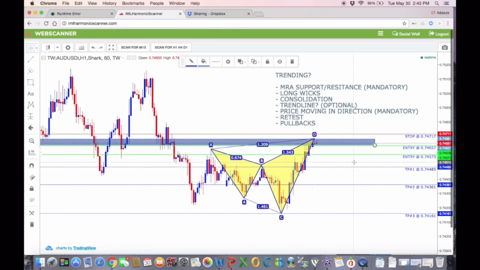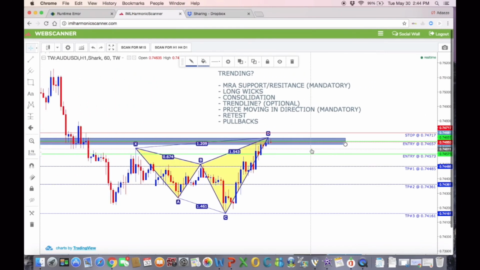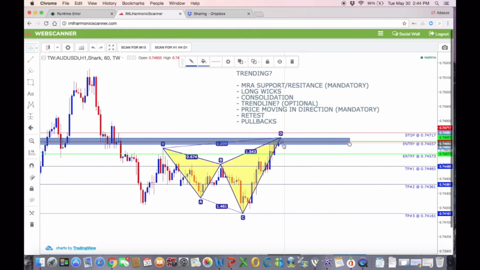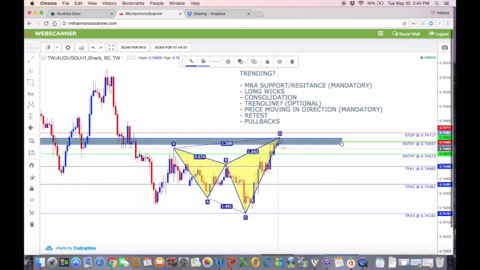And look, guys, if you would have entered here, you'd have been mad. Do you see how price has overshot the original entry, this area right here? Okay, so now, what are we looking for? Consolidation. Well, we see it in the past. Do we see it here? Right now, we see a pause.